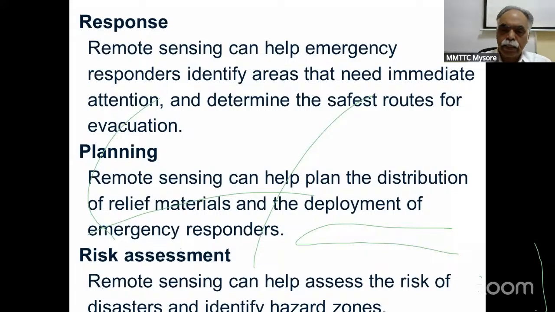Then risk assessment. What is the total risk that is involved in a particular disaster? So how much risk is involved, whether it is for the people living in the area or the people who are going to that spot as volunteers, rescue team? So we can assess that risk also. So overall, from A to Z, disaster can be well managed by these applications, remote sensing and GIS application. That is what I would like to stress upon.